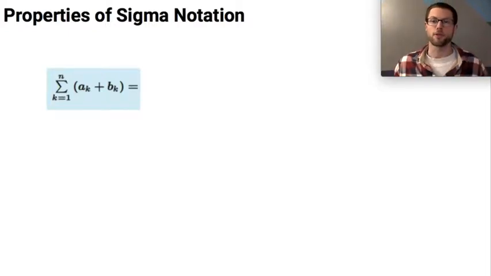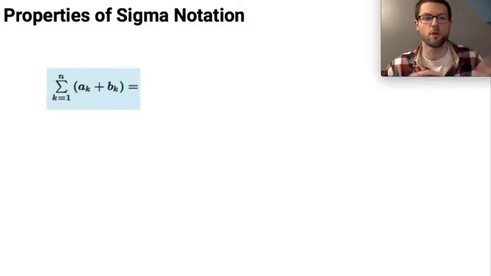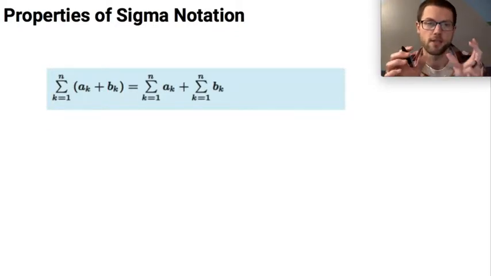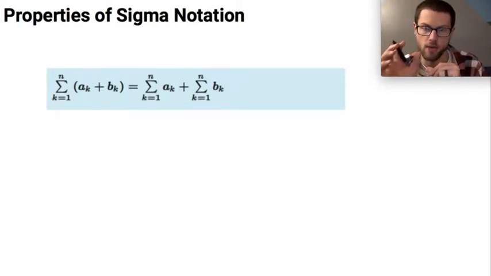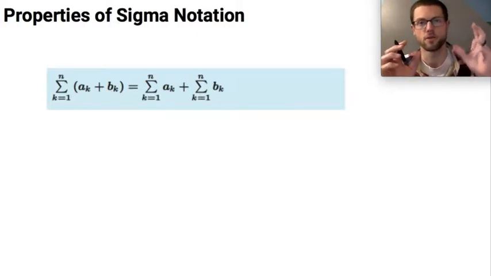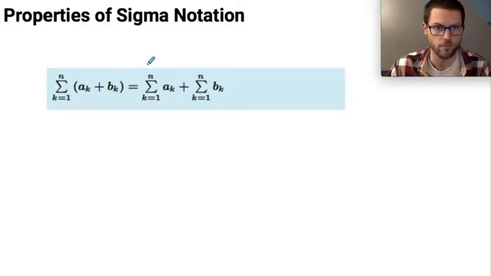Let's talk about properties of sigma notation. There's some stuff that we can do with sigma notation that manipulates things and shows these equivalences. If I have this summation from k equals 1 to n of these two different terms, a sub k and b sub k, I can also separate that out and say it's the same thing as the sum of that same index of a plus the sum of that same index of b. So it's like you're just splitting up these two sums.